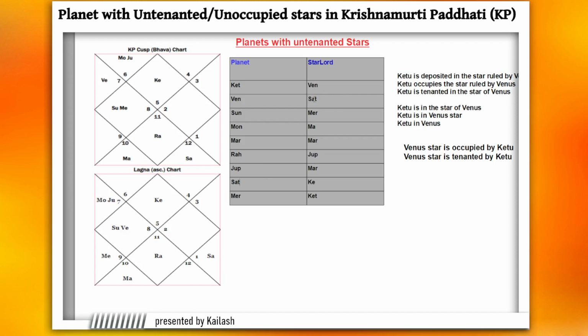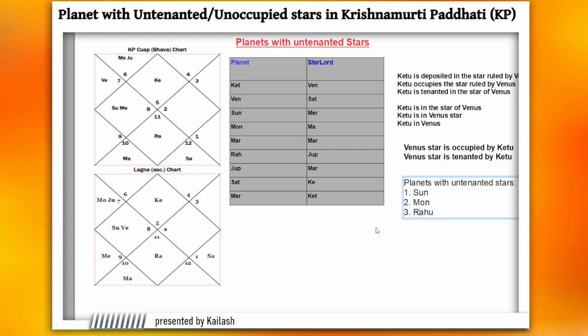Saturn also you find here. And then Mercury, so Mercury you find here. So finally it is the Sun, Moon and Rahu. These stars are untenanted. You don't find any planet. Those are deposited in the star of Sun or the Moon or the Rahu. So finally we say that planets with untenanted stars are Sun, Moon and Rahu.